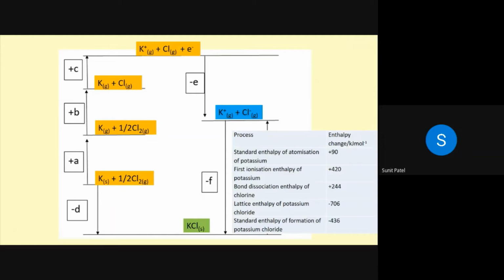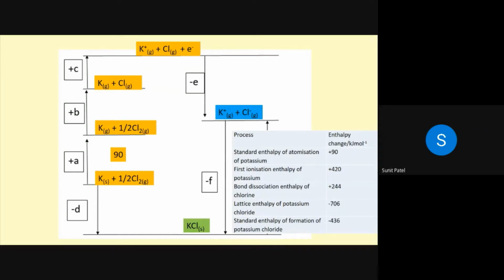So we've got standard enthalpy of atomization. That, by the definition, is for 1 mole. So here we go, we've got plus 90 kilojoules per mole. We can put that number in between those two lines, between A and B, if you like, off the table.